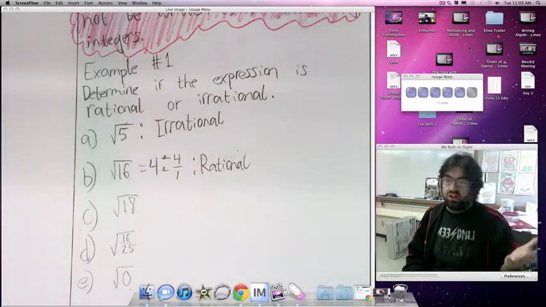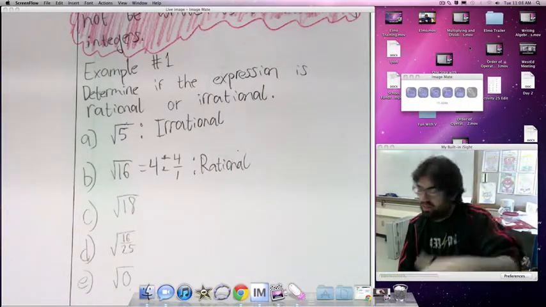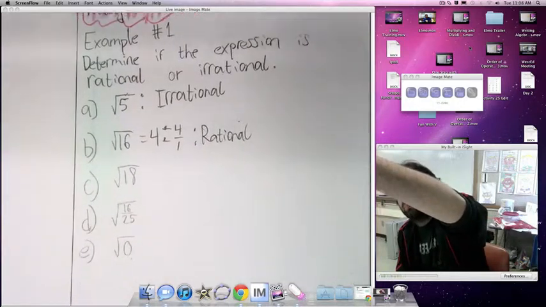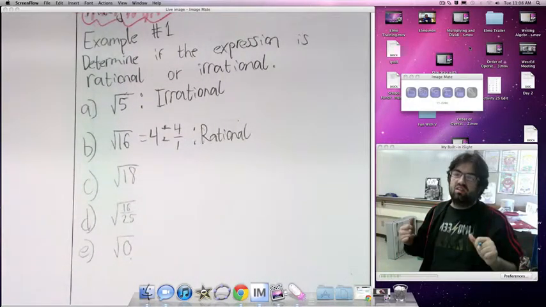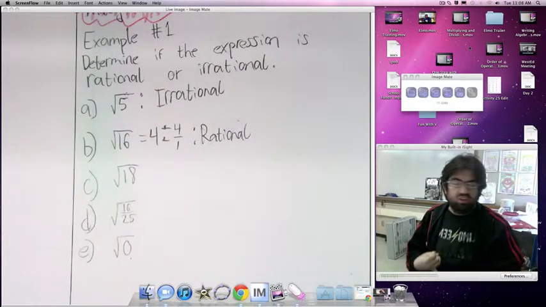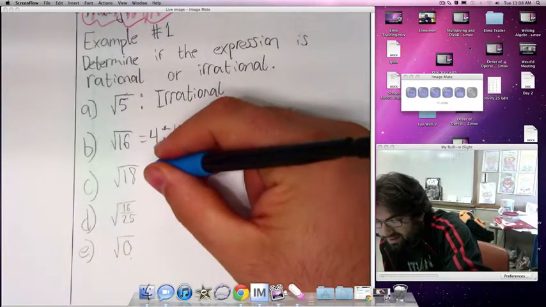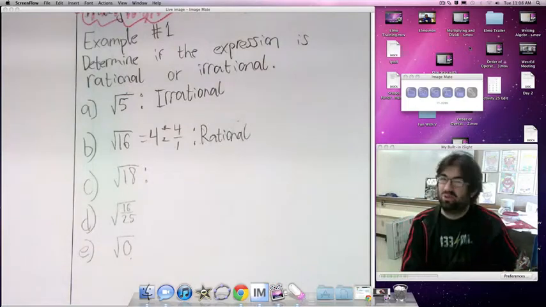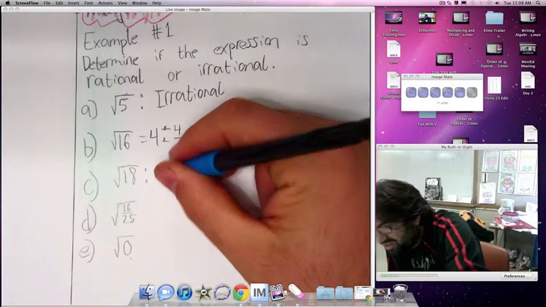Literally, this is the section. Tell me what it is. This is it. Square root of 18. The 18 is between 16 and 25, so it's not either of those, so it's definitely irrational.